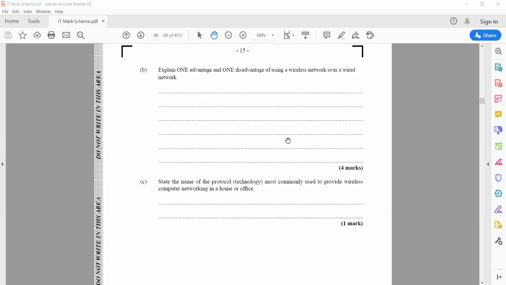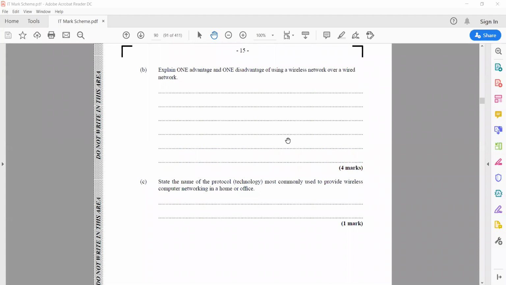One disadvantage is that people could hack a wireless network. Yes, it is easier for a wireless network to be compromised. That is a disadvantage compared to a wired network. Anyone want to suggest another disadvantage?